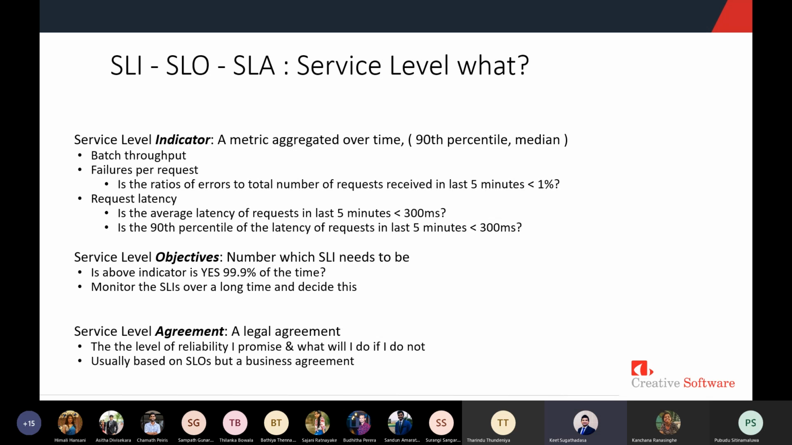So any system has these concepts. It's always important, whether you are an SRE or not, to identify these numbers and keywords.